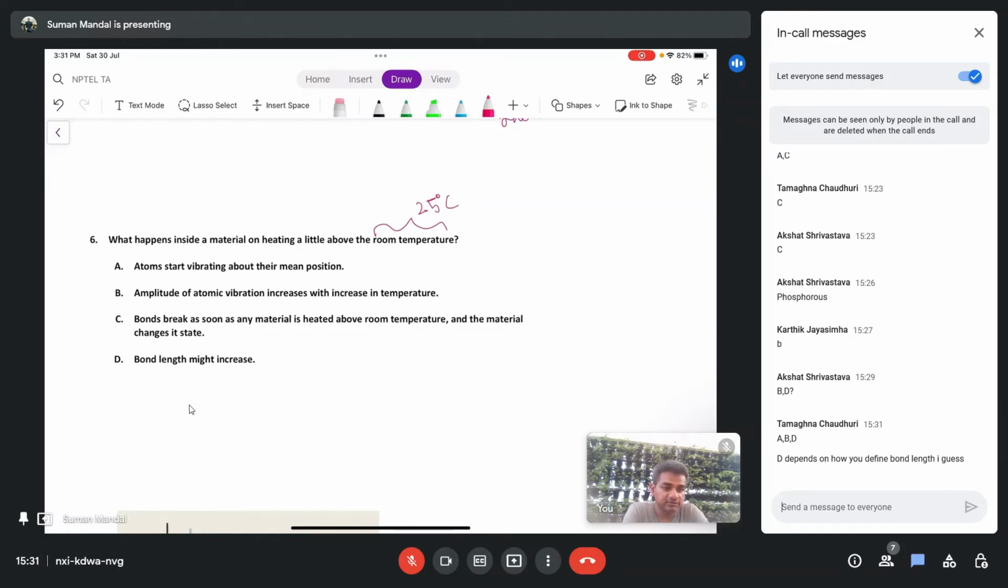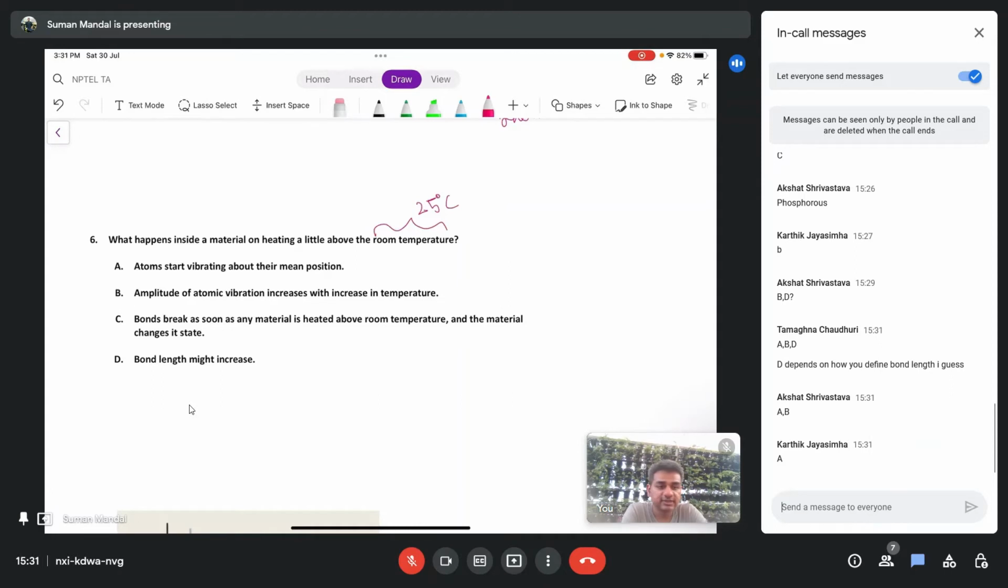D depends on how you define bond length, I guess. I mean, bond length is a defined concept, right? It's a length between two different atoms, A and B.